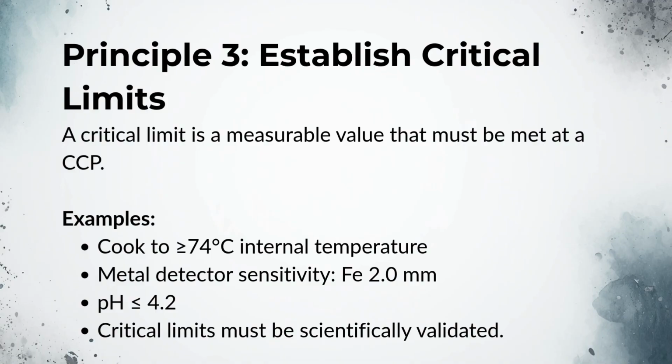Critical limits are the measurable values that must be met at each CCP. These limits are based on scientific validation, not guesswork. Examples include cooking to at least 74 degrees Celsius, metal detector sensitivity such as 2 mm ferrous, or maintaining a product pH of 4.2 or lower. If a critical limit is not met, the CCP is considered out of control.